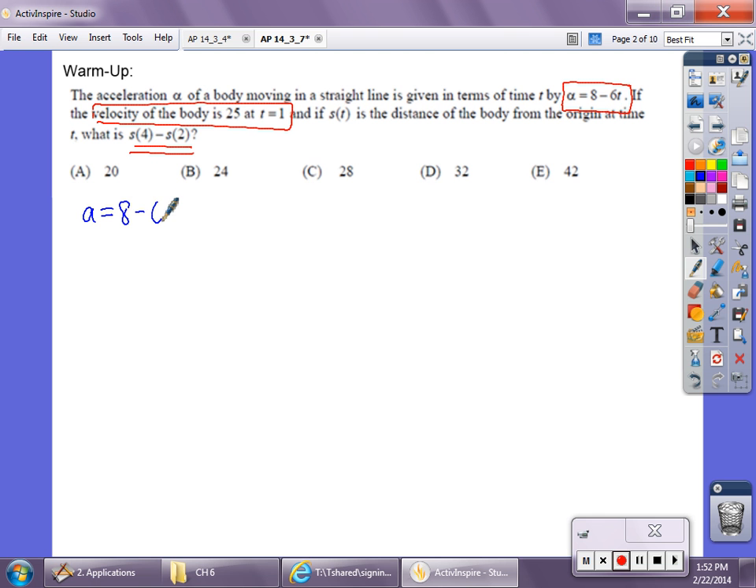I pretty much told you guys you didn't have to do the problem. Then the velocity at time equal to 1 is 25. So based on the lesson that we did on Tuesday, you should realize that just off of these two, I could find the velocity function. Okay? All right. So the question that it's going to ask me, though, is S sub 4 minus S sub 2.